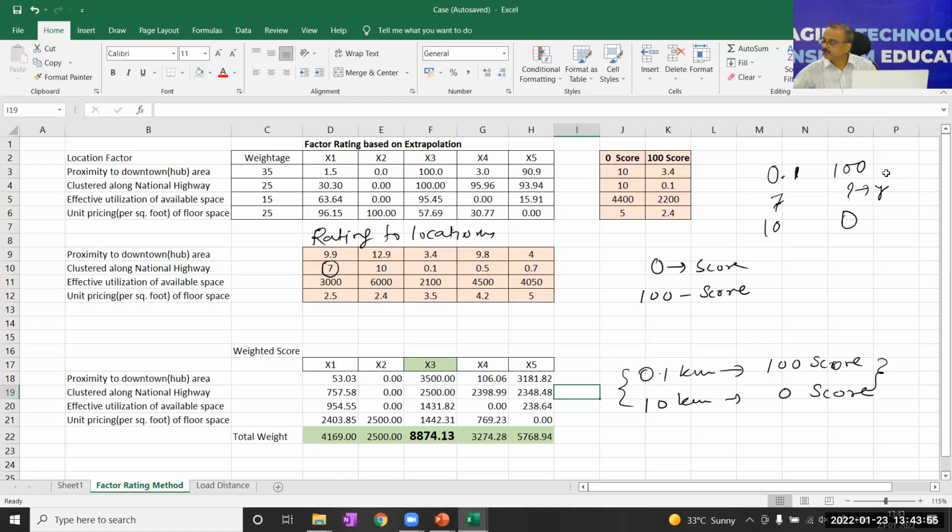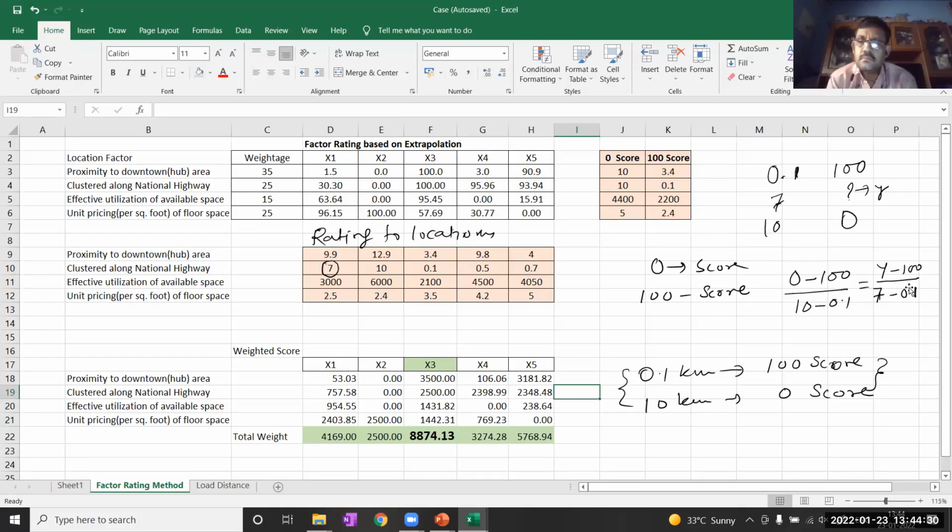So maybe you can use any of the scale. It may be 0 minus 100 divided by 10 minus 0.1, and this will be equal to y minus 100 divided by 7 minus 0.1. Is it clear? This is called the extrapolation.